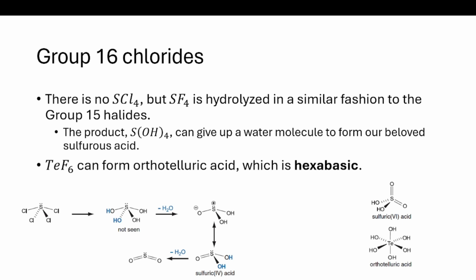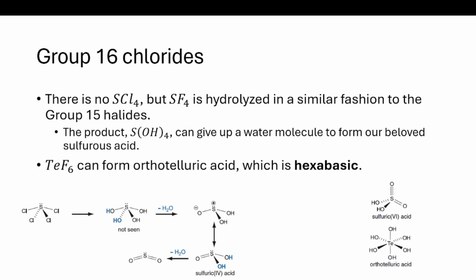Now, going on about group 16 chlorides, there is no such compound as sulfur tetrachloride, but we have sulfur tetrafluoride, which actually can be hydrolyzed in a similar fashion to the group 15 halides. And in fact, that product that we're going to get, S(OH)4, can give up a water molecule and end up forming sulfurous acid.